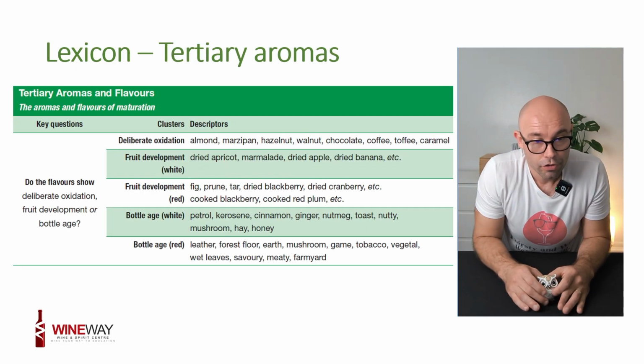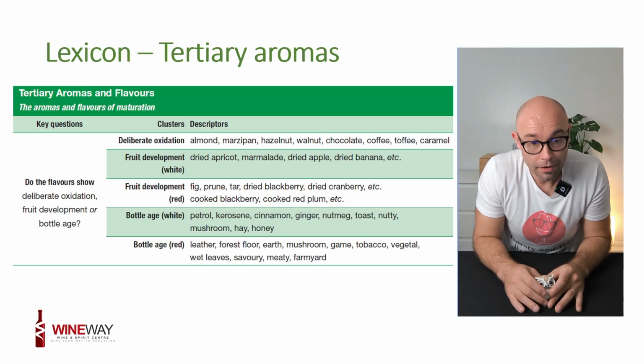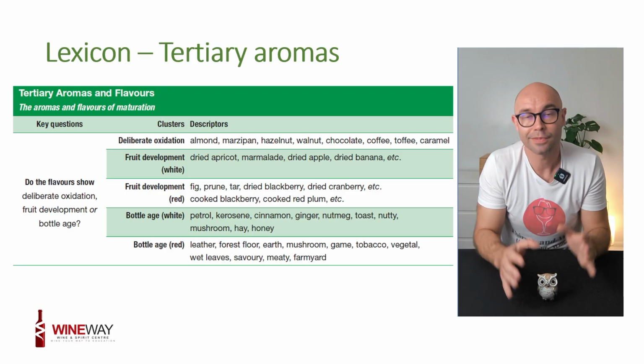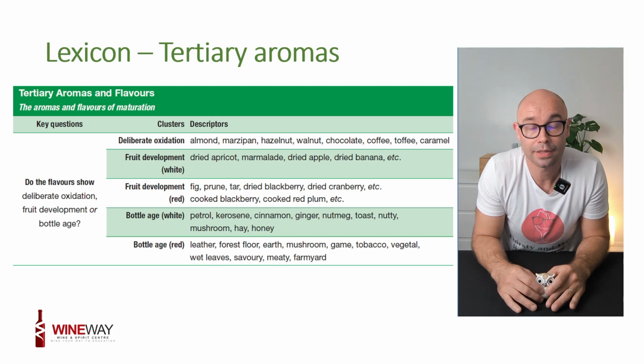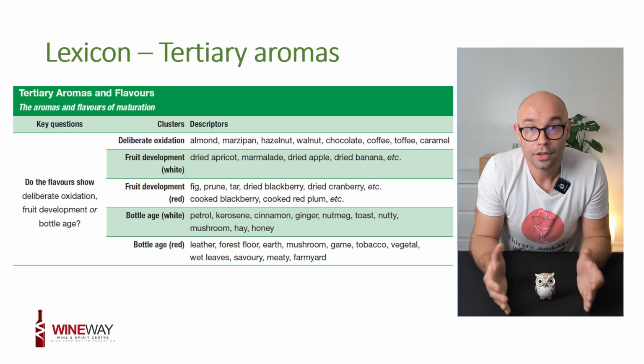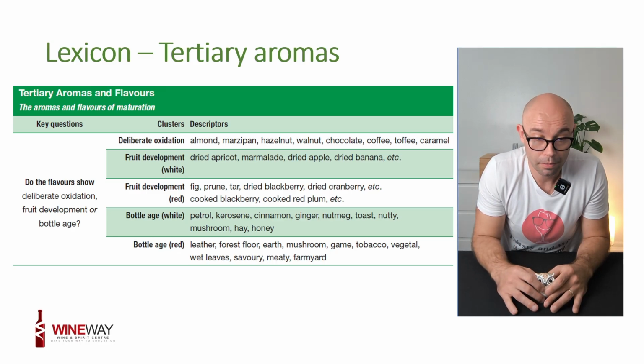And in the end, tertiary aromas. Tertiary aromas are either coming from deliberate oxidation, which is more relevant for fortified wines like sherry and port. For still wines, you're going to be using descriptors of bottle age for white and red wines. These are the descriptors that are used for wines that are showing tertiary development in the bottle.